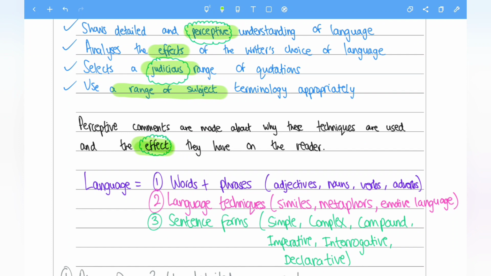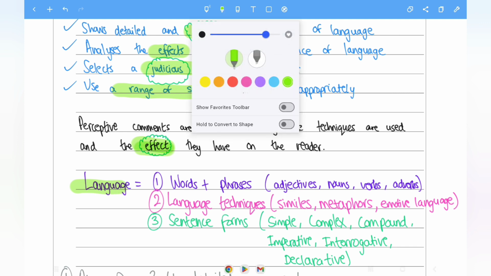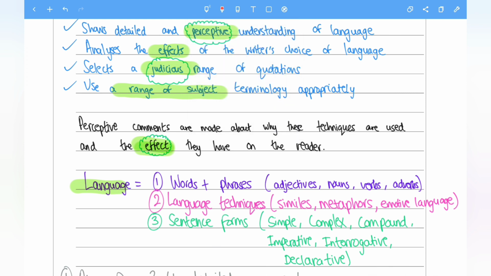Now, just moving on to the next part here, language. As you are expected to analyze language, what is expected for you to cover here? So I've divided this into 3 categories to simplify it for you all. So this includes the following. So number 1 is the words and phrases. So that includes how does the writer use adjectives, how does the writer use nouns, verbs and adverbs, etc. So there's always something to comment on in terms of number 1. You'll always find this in your exams.